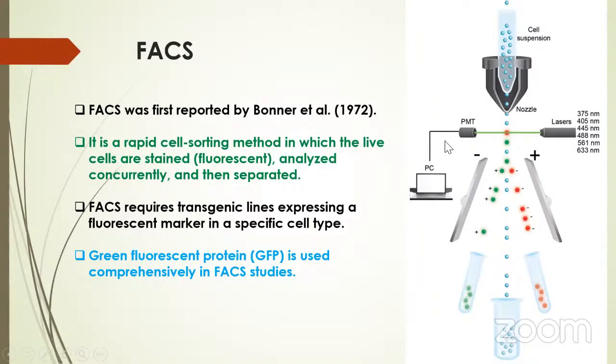Okay, Bonner identified this technology in 1972. Here we can separate based on ion or based on fluorescence, or based on different wavelengths of laser treatment, whatever the desirability of your experiment, so you can change the detector method. Okay, so basically whenever you want to capture a single cell, you have to go for FACS.